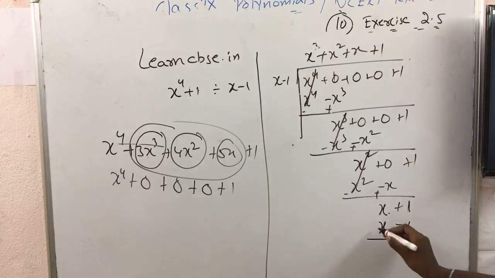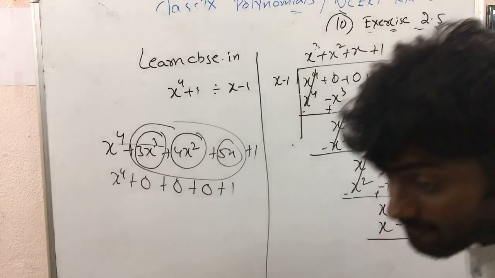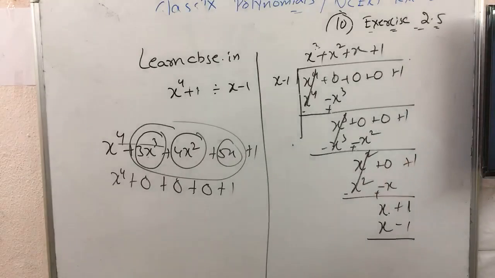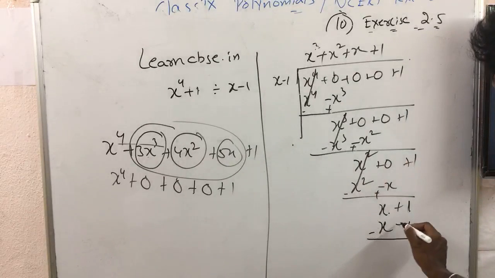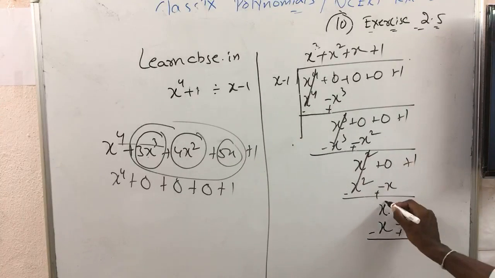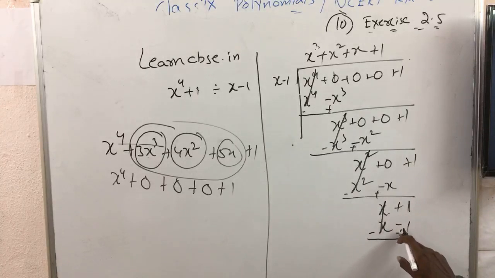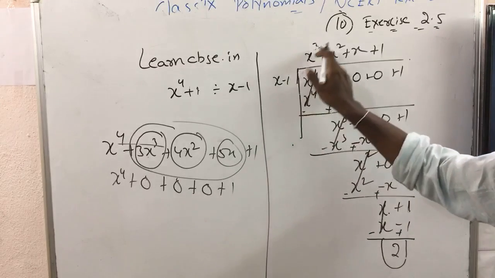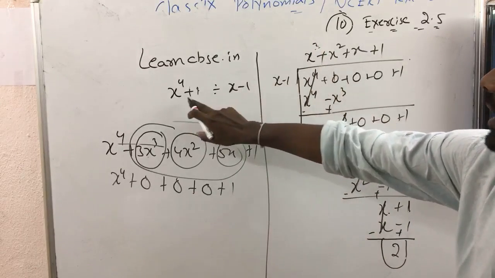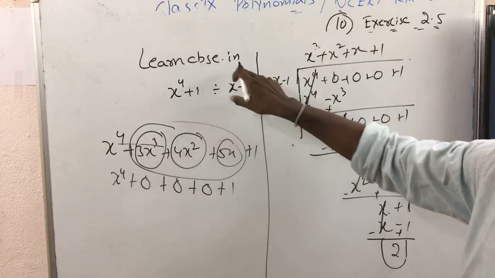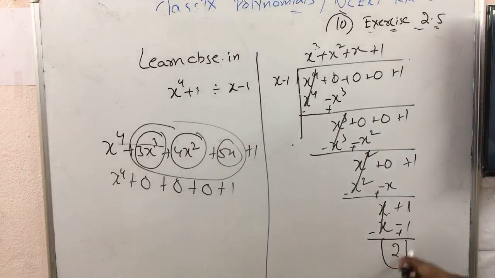Minus into plus, minus; minus into minus, plus. These two get cancelled. Plus 1, plus 1. So 1 plus 1, 2. The remainder is 2. It states that we cannot divide x power 4 plus 1 exactly by x minus 1. So we have some remainder, that is nothing but 2.